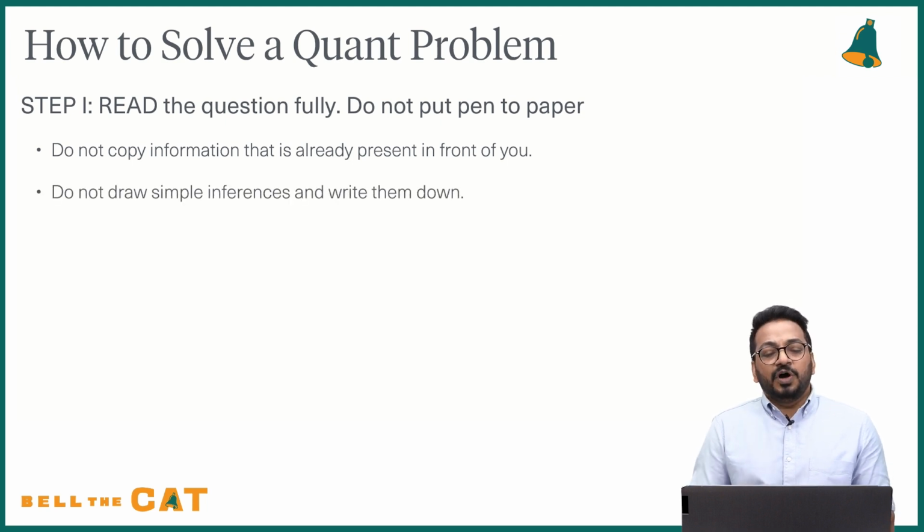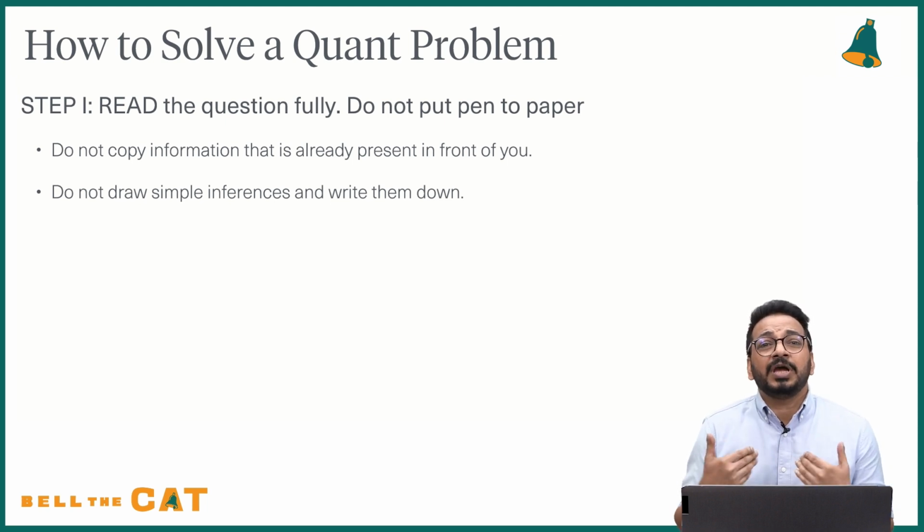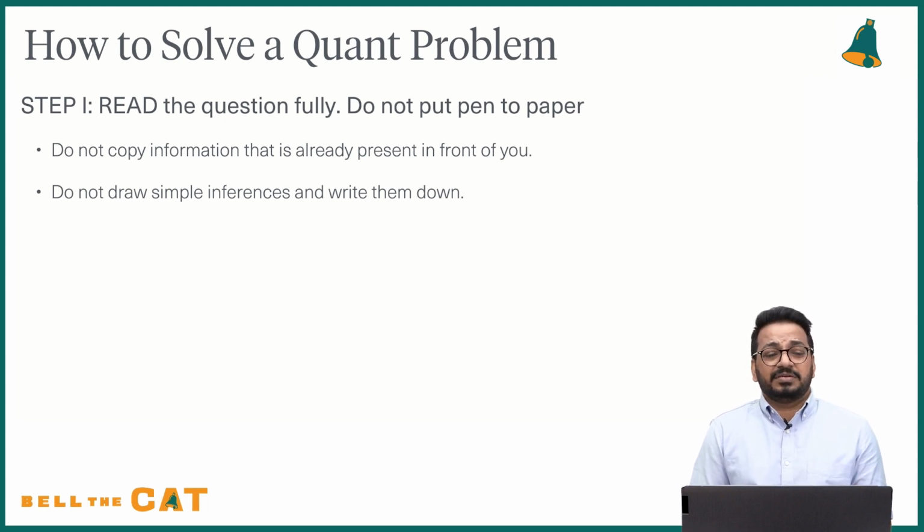Second is, do not draw simple inferences and write that down. For example, X can do a piece of work in 20 days. One day, 1 by 20. If he can do a piece of work in 20 days, you know that one day, 1 by 20. You've just read one sentence. This does not take you any closer to solving the problem, right? You might not even need that 1 by 20 thing, right? So don't do these initial things.